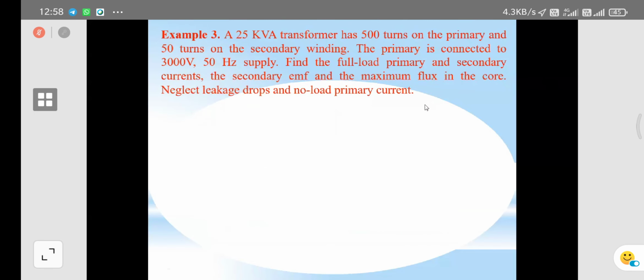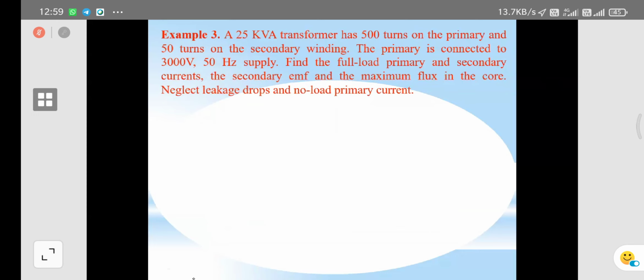So take this problem. A 25 kVA transformer has 500 turns on the primary and 50 turns on the secondary winding. The primary is connected to 3000 volts, 50 Hz supply. Find the full load primary and secondary currents, the secondary EMF and the maximum flux in the core. Neglect leakage drops and no load primary current. So neglect means this is the ideal transformer.